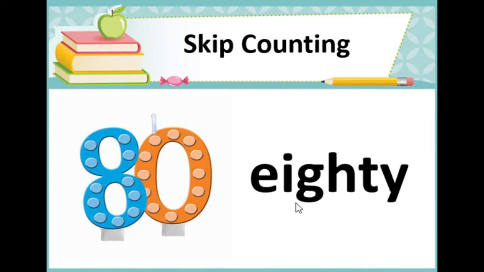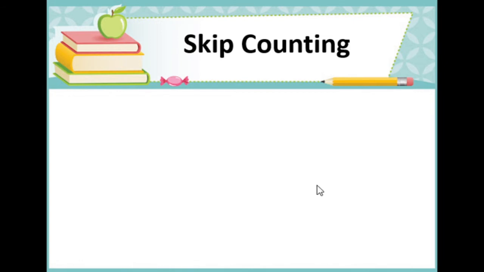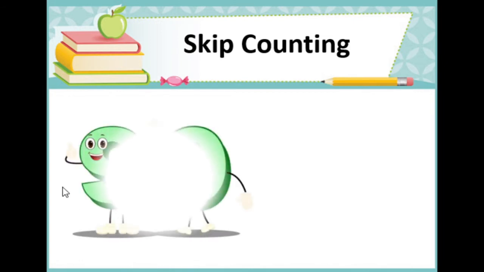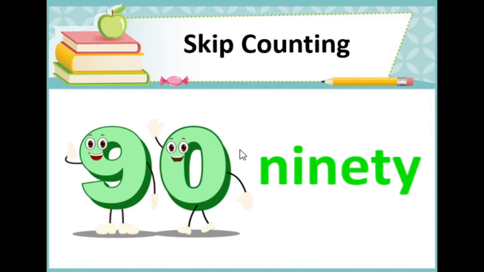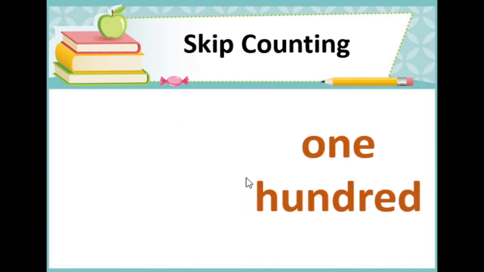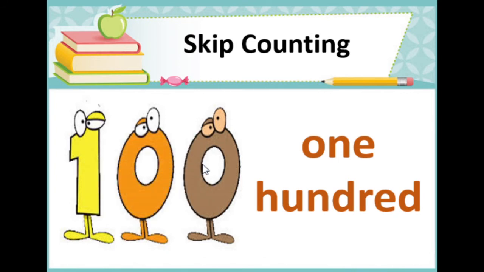E-I-G-H-T-Y. 80. And then we also have numbers 9 and 0. 9 and 0 makes 90. 90. Alright? Okay, very good. And next, numbers having 1, 0, and 0 is 100. Repeat after me. 100.